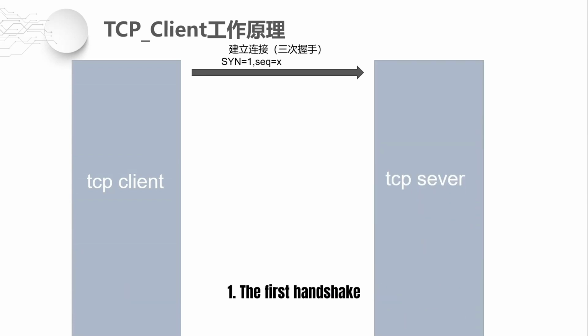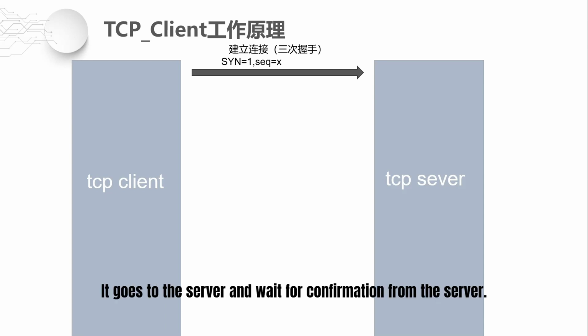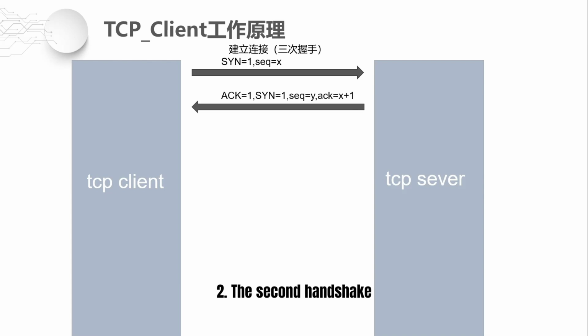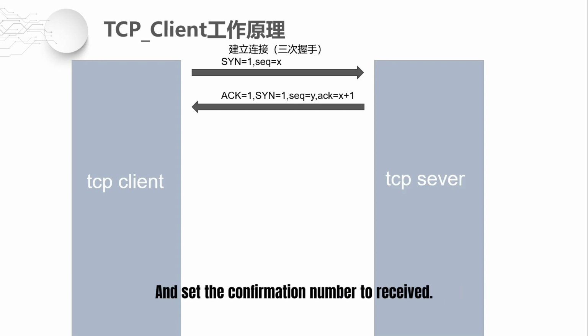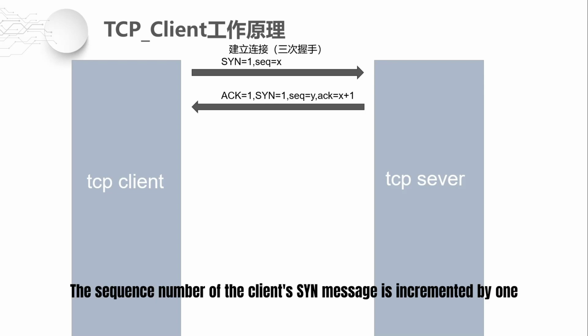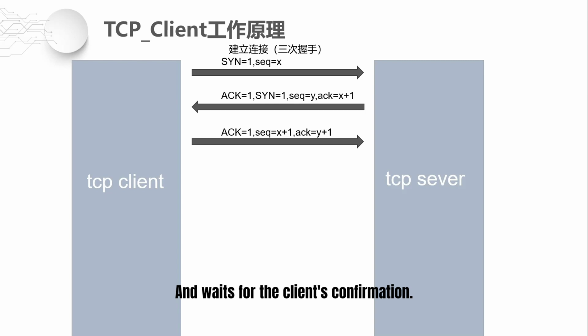1. The first handshake. The client sends a TCP packet with a SYN flag to the server and waits for confirmation from the server. 2. The second handshake. After receiving the SYN message, the server sends a TCP message with SYN and ACK flags back to the client. At the same time, it initializes a sequence number for itself and sets the confirmation number to the sequence number of the client's SYN message plus 1, and waits for the client's confirmation.